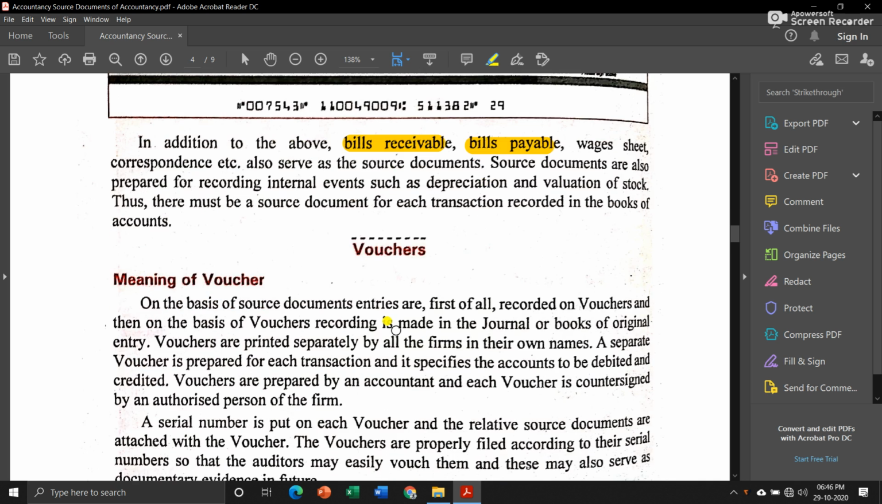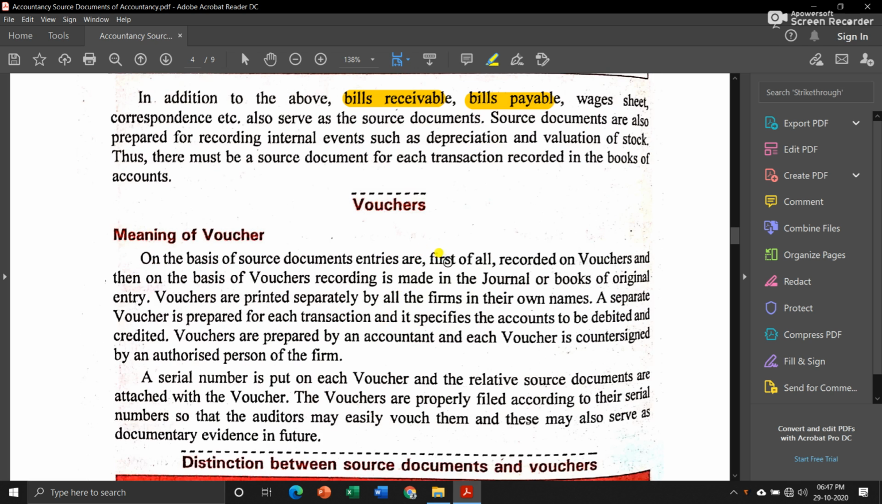Now let us see what is meant by voucher. In our first chapter, we have seen that on the basis of source documents, first we will make vouchers, and based on vouchers we will record transactions in the journal or books of original entry. Vouchers are printed separately by all the firms in their own names, meaning each individual business will print vouchers in their company's or business's name. A separate voucher is prepared for each transaction, and it specifies the accounts to be debited and credited, meaning in that voucher it will be particularly mentioned which account is to be debited and which account is to be credited.